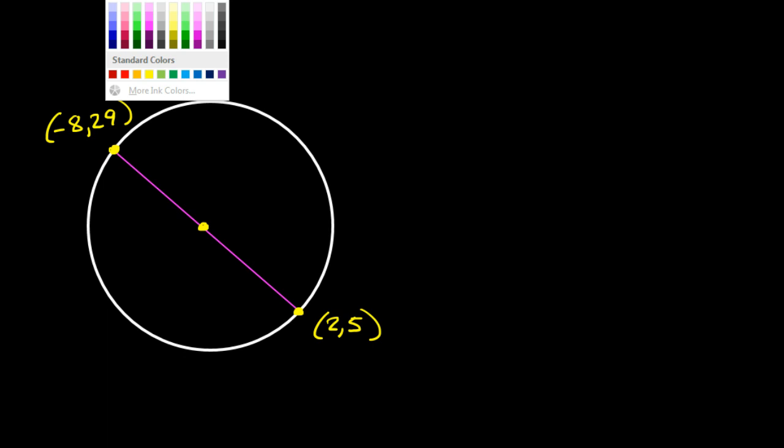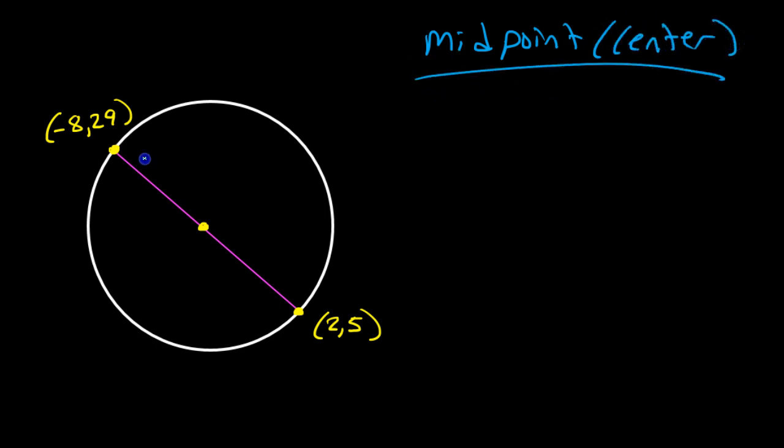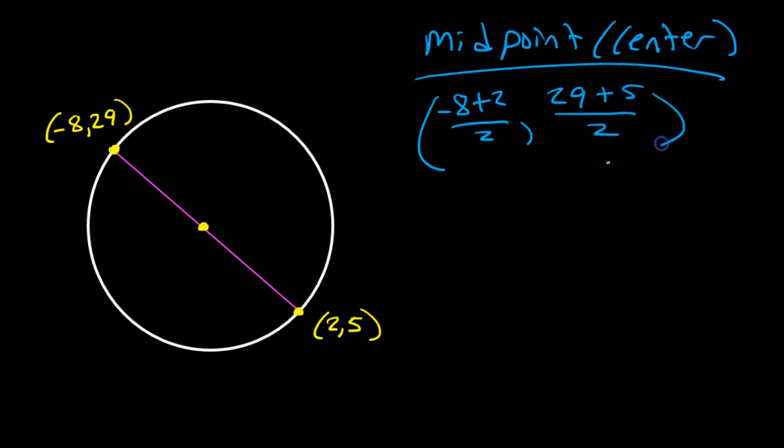So the way the midpoint works, the midpoint, which in this case will be the center, is just the average. The average of the x-coordinates and the average of the y-coordinates will give you the midpoint or the center. And when you find the average, you're adding them up and dividing by 2. So if I take -8 plus 2 and divide by 2, I'm finding the average of the x-coordinates. Now I'll do the same thing with the y-coordinates: 29 plus 5 divided by 2. If I simplify this down, I will have the center.